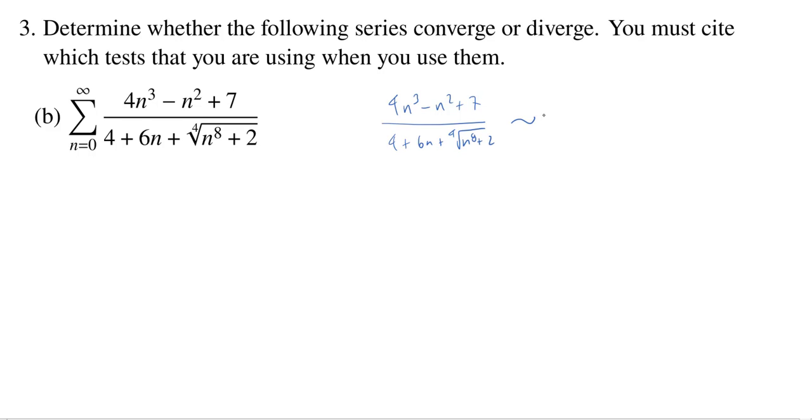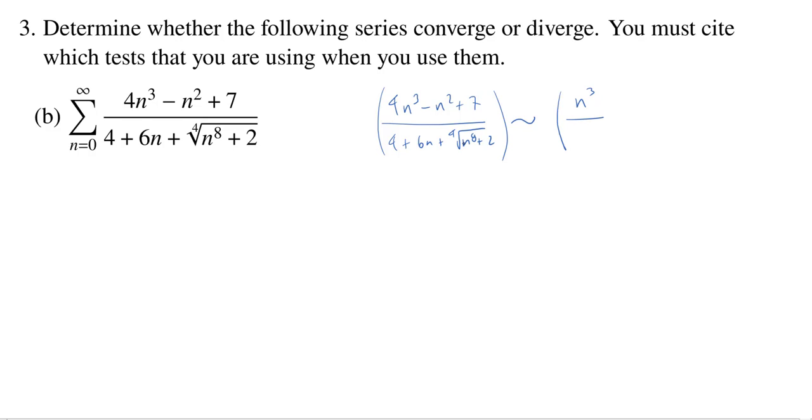that this is asymptotically equivalent to the sequence where I take the highest power of n. Here it'd be n cubed. I don't even have to worry about the coefficient. On the bottom it's a little tricky. Certainly it's not the 4, it could be the n. Now I have a fourth root, and inside it's n to the 8th plus 2. The plus 2 is going to be irrelevant when n is large, so I really think of this as a fourth root of n to the 8th.